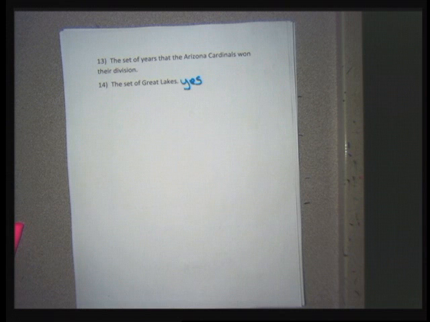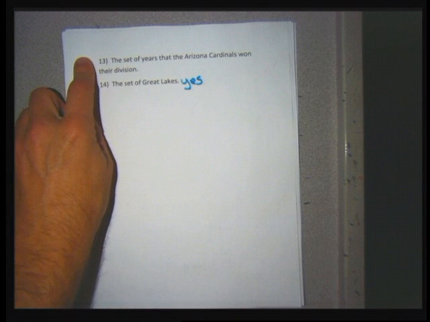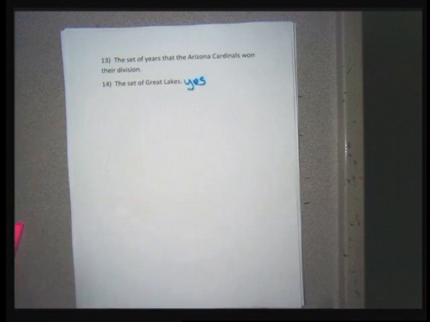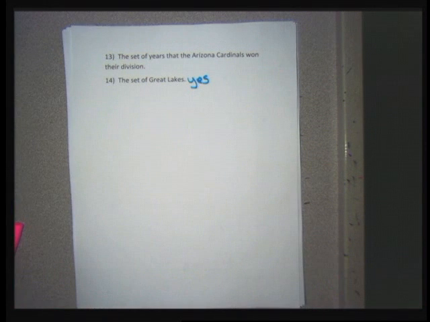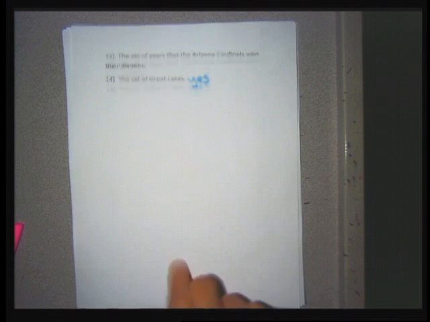And then your problem 13, I think that's probably a yes as well, because you can just go to Wikipedia and figure out which years the Cardinals did win their division and which years they didn't. So it probably is a yes.